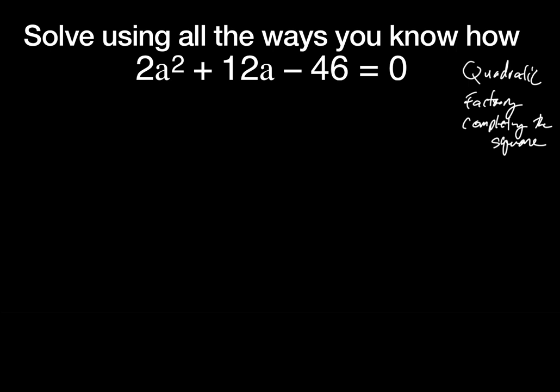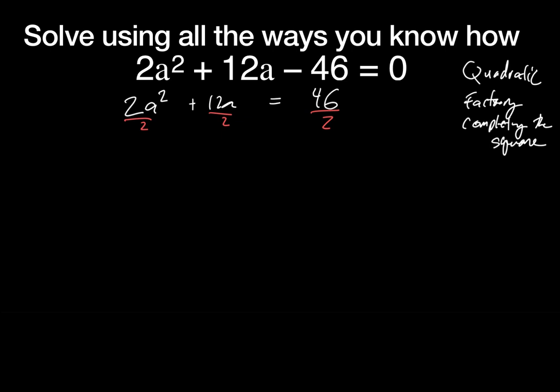Since I've already done one with quadratic formula, I'll do this first one with completing the square method. Completing the square method starts with having all my variables on the left and the numbers on the right. So I just added 46 to both sides to move that over. It has to be done so that the first coefficient is a 1. So I need this to be just 1a squared. So in order to get this to be a 1a squared, I need to divide everything by 2.